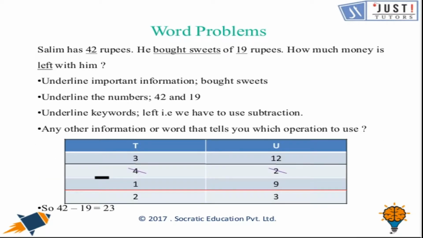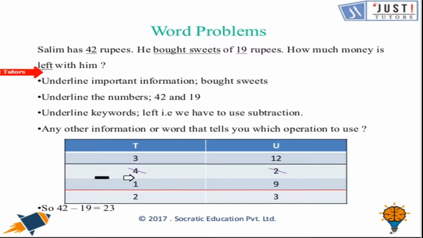Now, moving forward, here we have one example of a word problem. Let's say Salim has 42 rupees. He bought sweets of 19 rupees. How much money is left? So 42 is the key number, 19 is the key number, and left is the keyword. Looking at these keywords, we can say that we have to do subtraction.